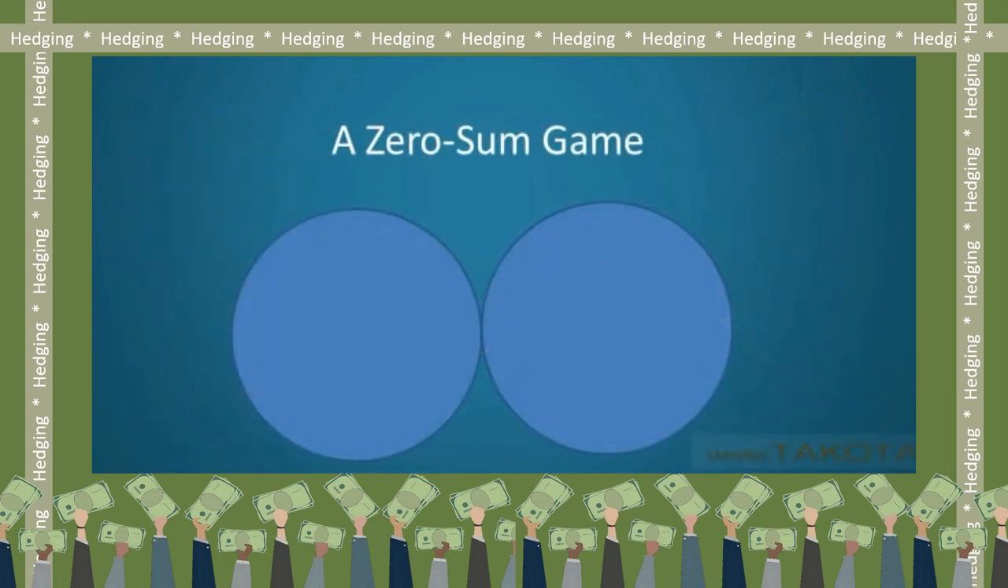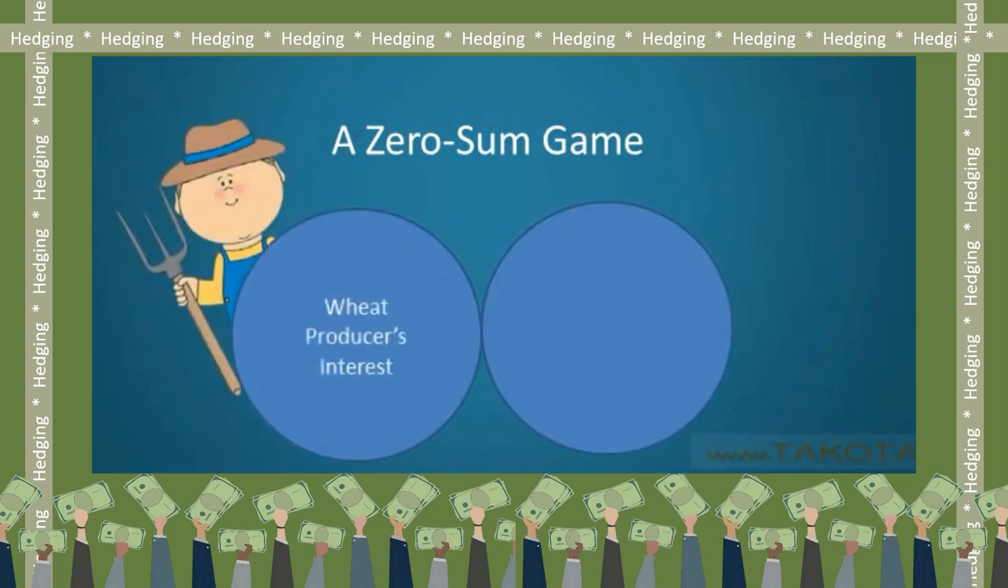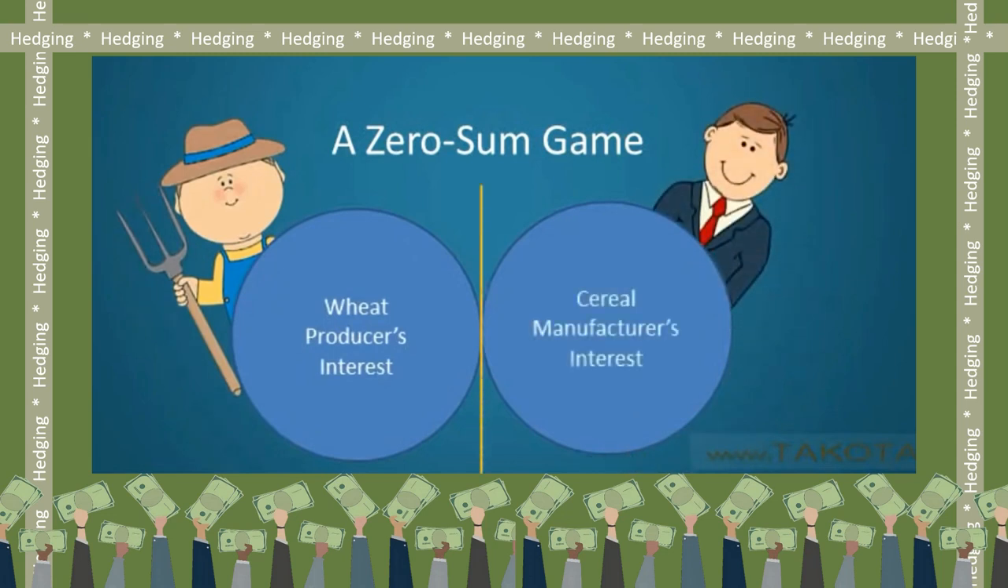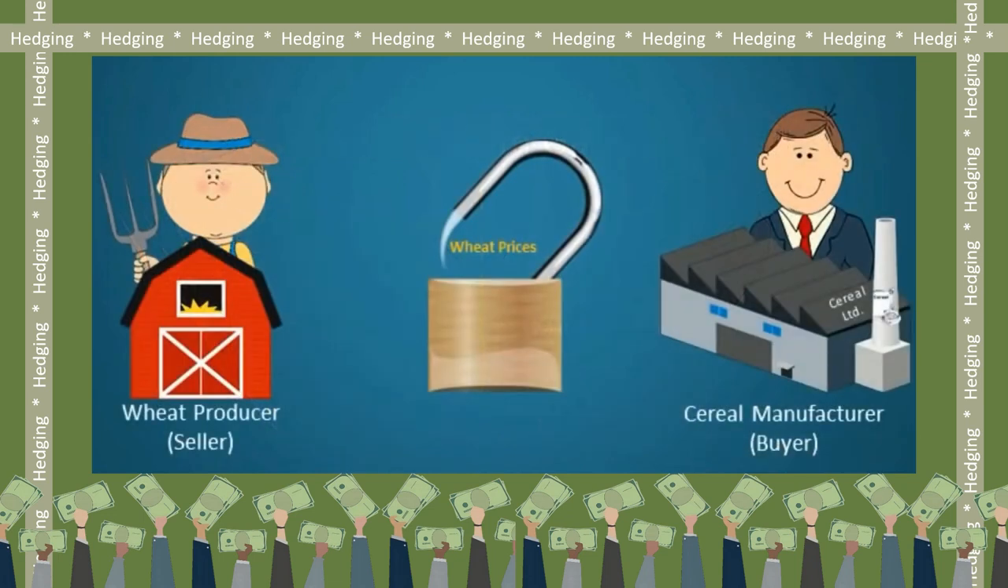Because the price of wheat can only move in two directions, up or down, this example is a zero-sum game possessing both a distinct winner and a distinct loser. Basically, the interests of either the wheat producer or the cereal manufacturer can be met, not both. But the most important takeaway from this example is that derivatives can be used to hedge risk.